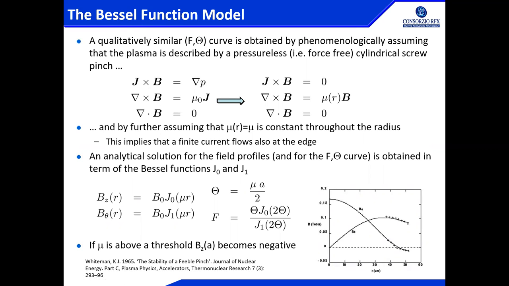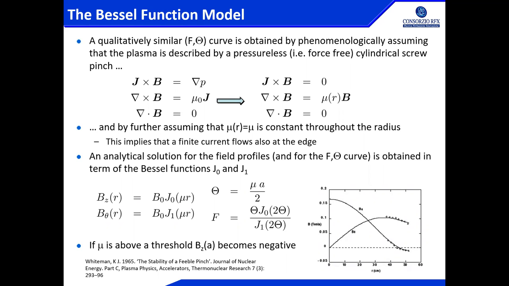But if you further assume, absolutely empirically at that time, that this constant, this mu, is not radially dependent but is constant, it gives you a solution which is unacceptable from an experimentalist point of view, because it tells you that you have a finite current which is flowing into the edge. So there is something to adjust.